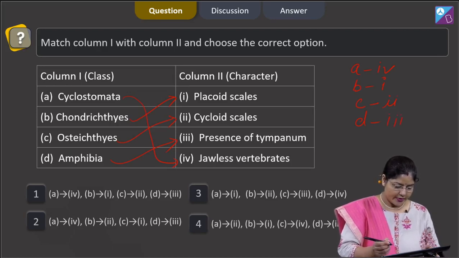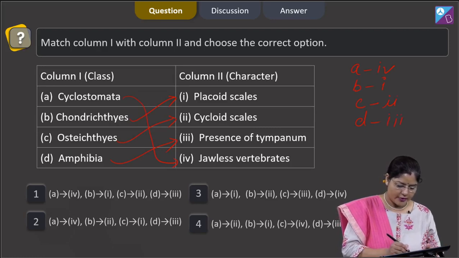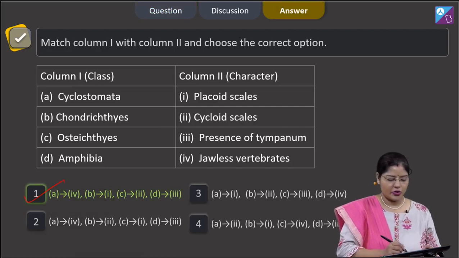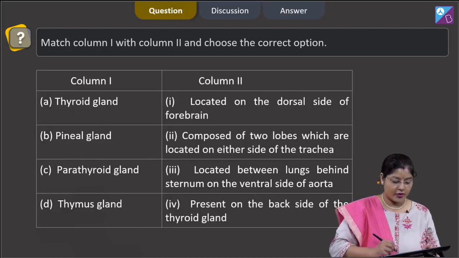This combination is given in which option? Let's see. A with 4th, B with 1, C with 2, D with 3. This is given in option number 1. So, correct answer to this question is option 1. Proceeding to the next question.